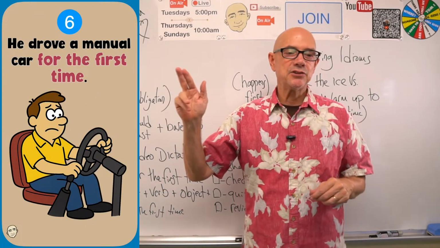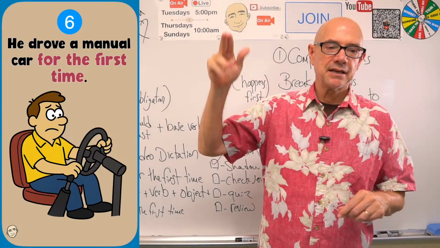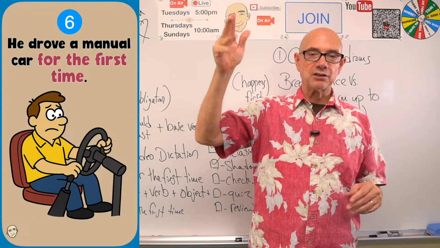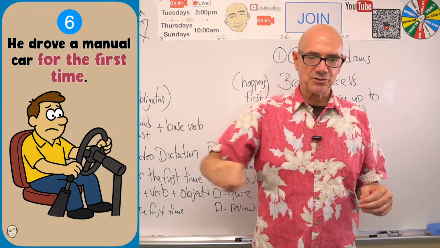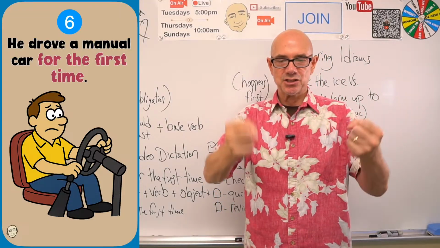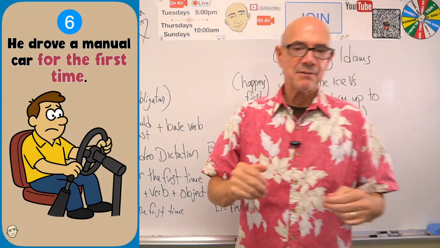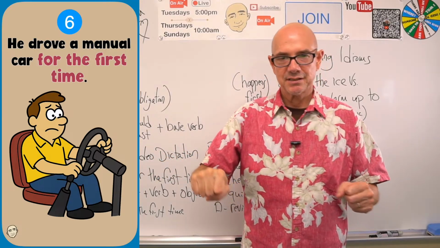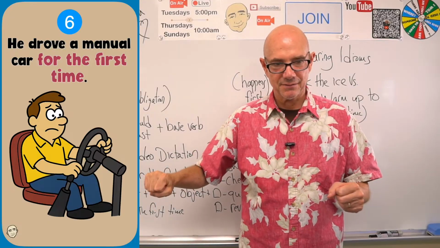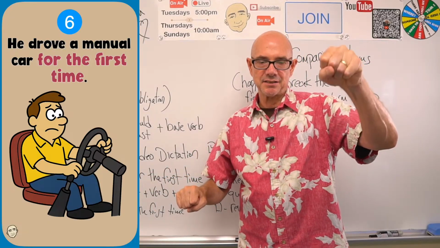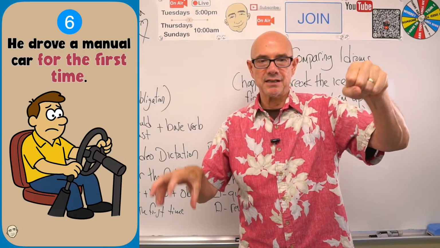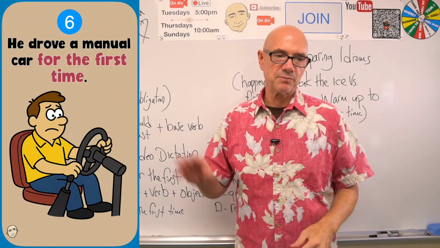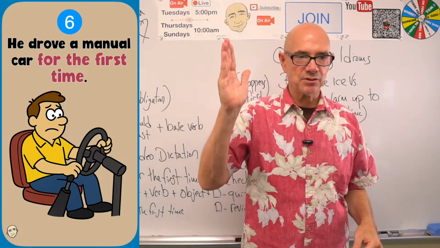Okay, number 6, he drove a manual car for the first time. He is the subject, drive, drove, that's our verb, a manual car. So manual is like manual transmission, not automatic. Automatic is just drive and you go, right? Manual, there's a gear shift. So you have to put it in first gear, second gear, third gear, fourth gear. One hand is on the steering wheel and one hand is on the stick shift. And there's a clutch. So it's more difficult to drive a manual transmission.